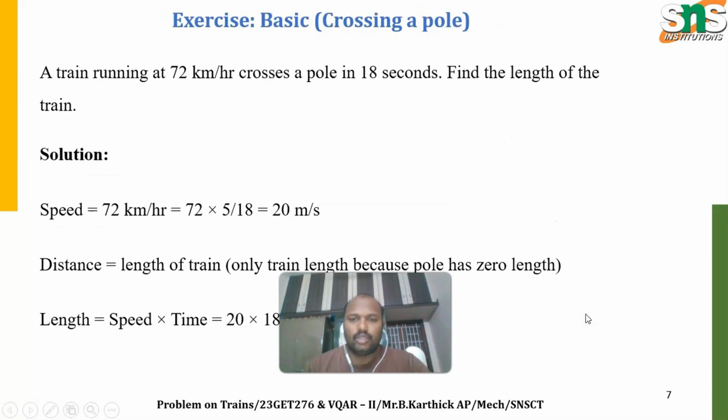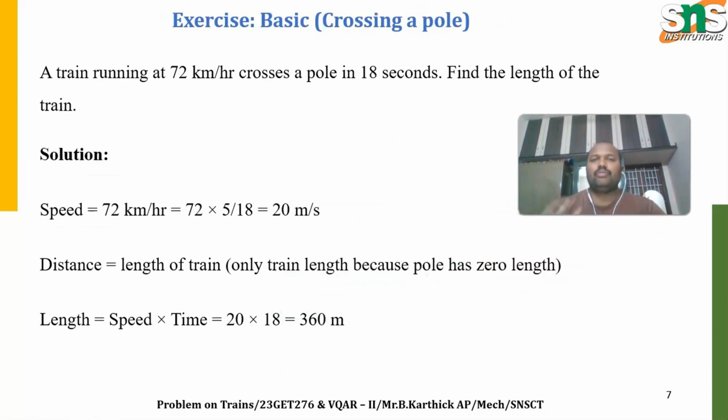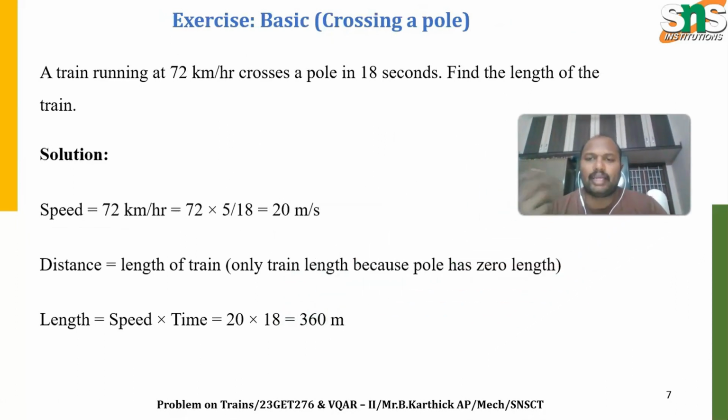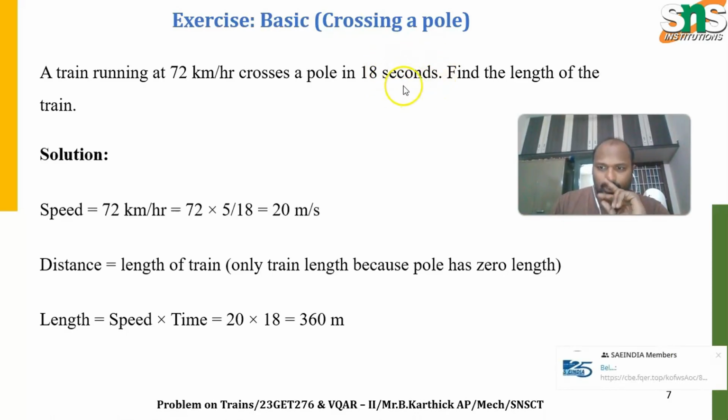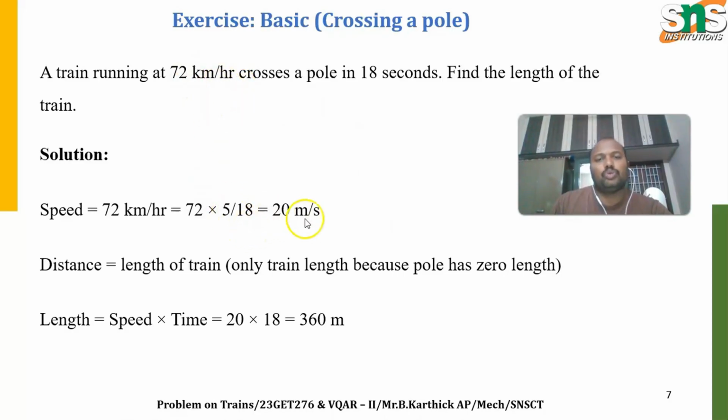To have a better understanding, we can see one basic problem. The train runs at 72 kilometers per hour and crosses the pole in 18 seconds. The first thing to keep in mind is that the time is 18 seconds and the speed is 72 kilometers per hour. We have to convert kilometers per hour into meters per second by multiplying by 5 by 18.